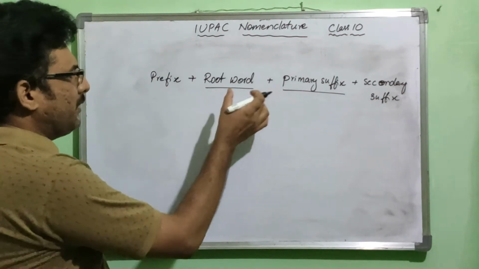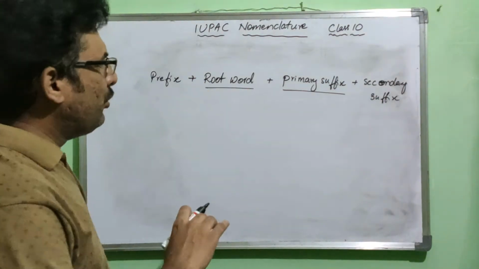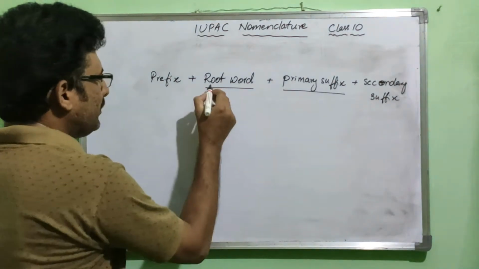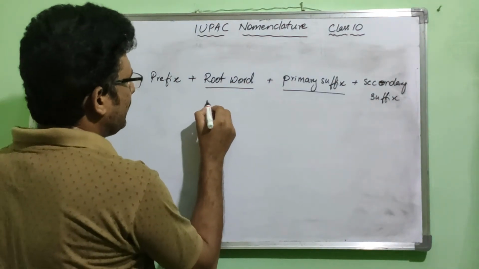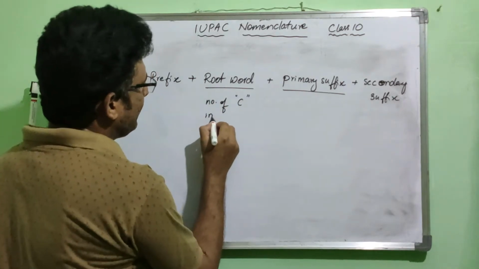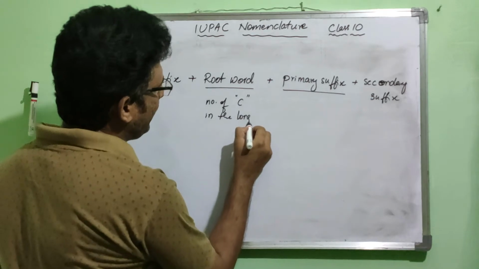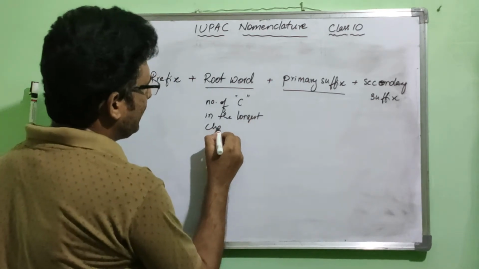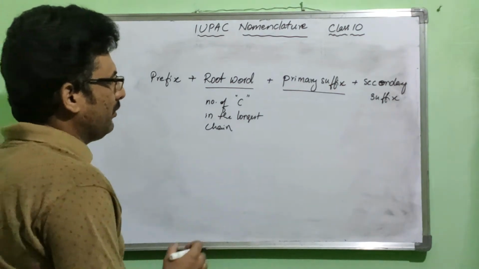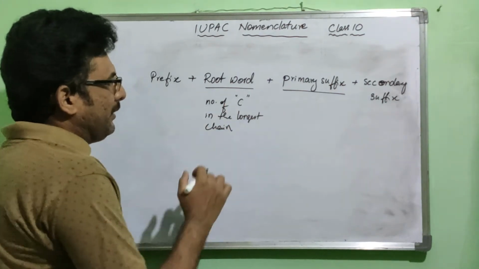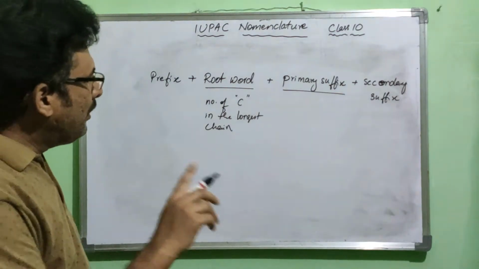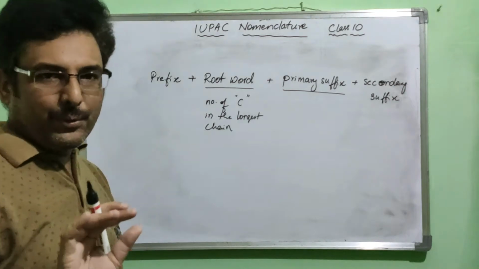And what is this root word and this primary suffix? How do we write them? The root word indicates the number of carbon atoms in the longest chain of that compound. I will explain what this longest chain of a compound is. The number of carbon atoms in the given compound will be represented with this root word.